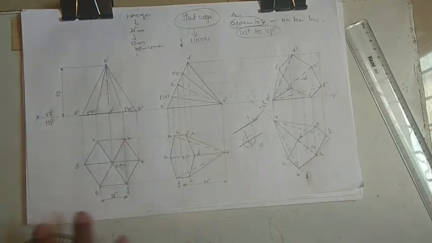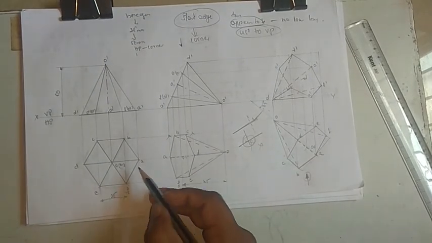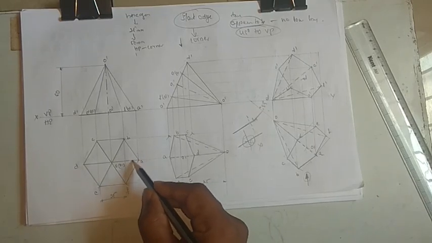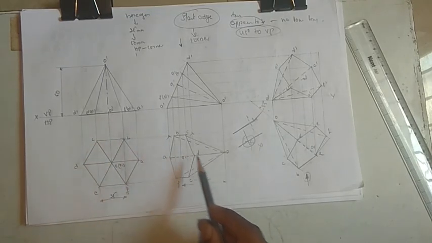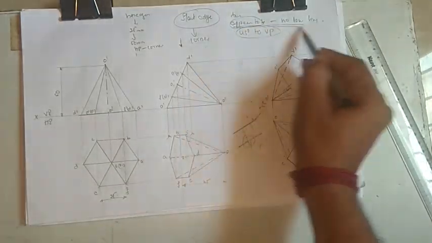Okay, so this is how exactly we can solve a pyramid resting on the slanted, that is the corner. Okay, so then the axis appears to be, axis appears to be.